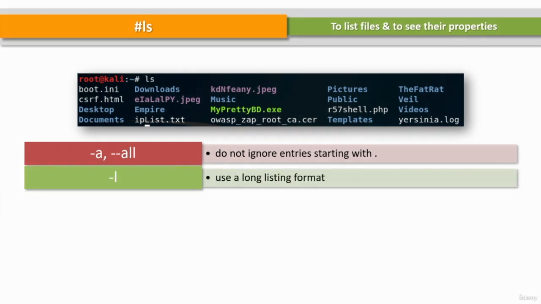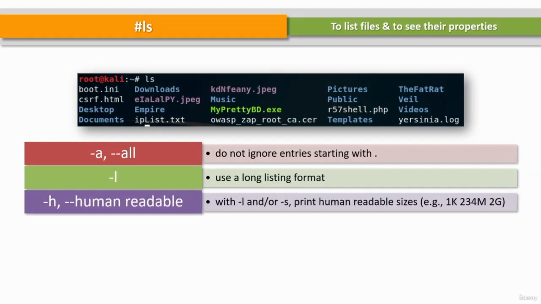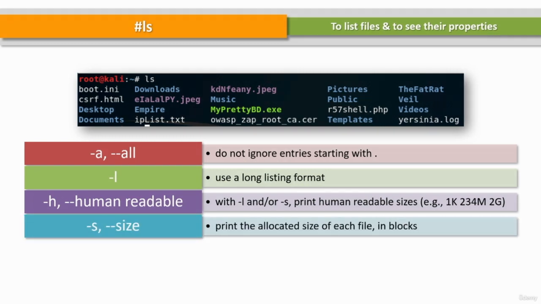-l lists the contents of the directory in a table format with content permissions, size of the content in bytes, and last modified date and time of the content. -h or --human-readable displays size information in a human readable format. -s or --size, where s is lowercase, lists files or directories with their sizes.